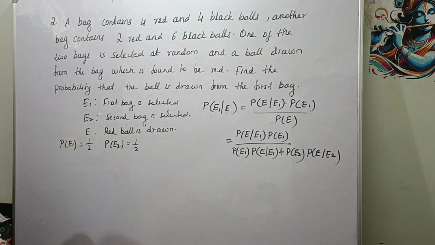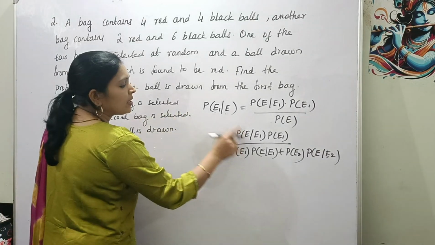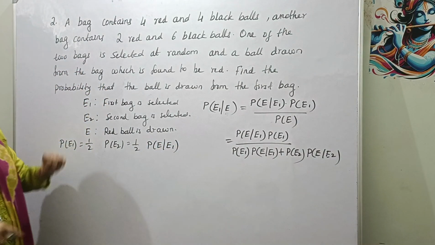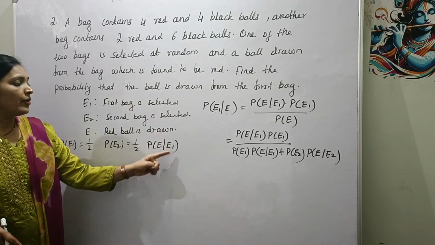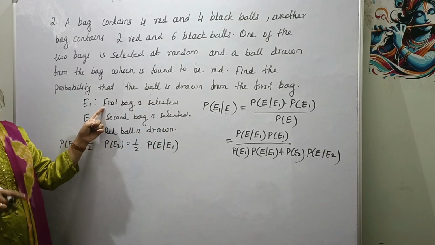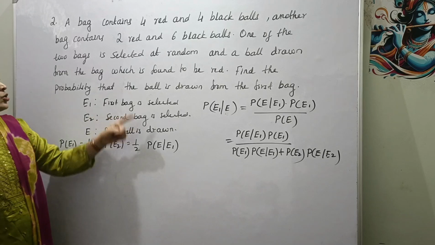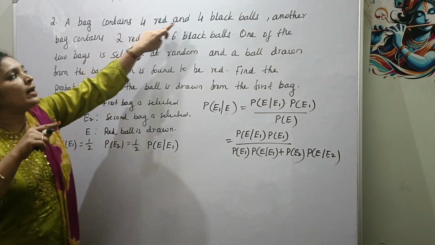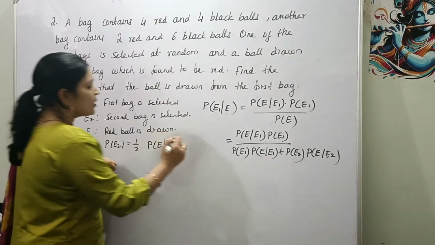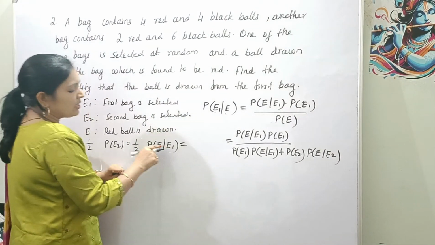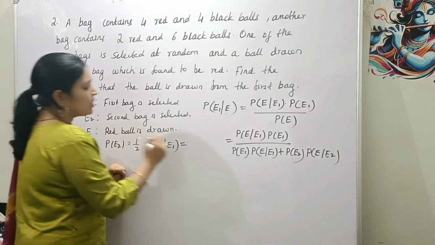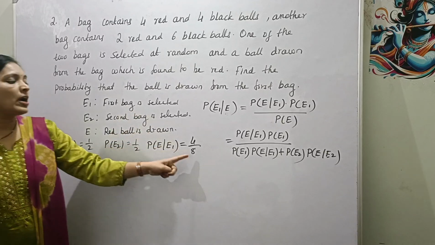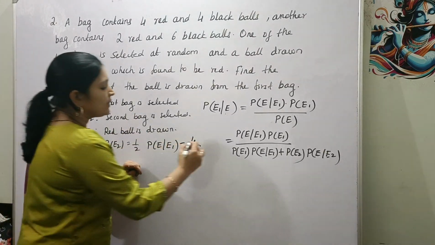Next, what do we need to find? Probability of E given E1, that is the probability that a red ball is drawn given that it is from the first bag. From the first bag, how many red balls? 4 red balls. Total 4 plus 4, 8 balls. So probability of E given E1, where E is the red ball, is 4 divided by 8, that is 4 red balls out of 8 balls in the first bag. That is equal to 1 by 2.